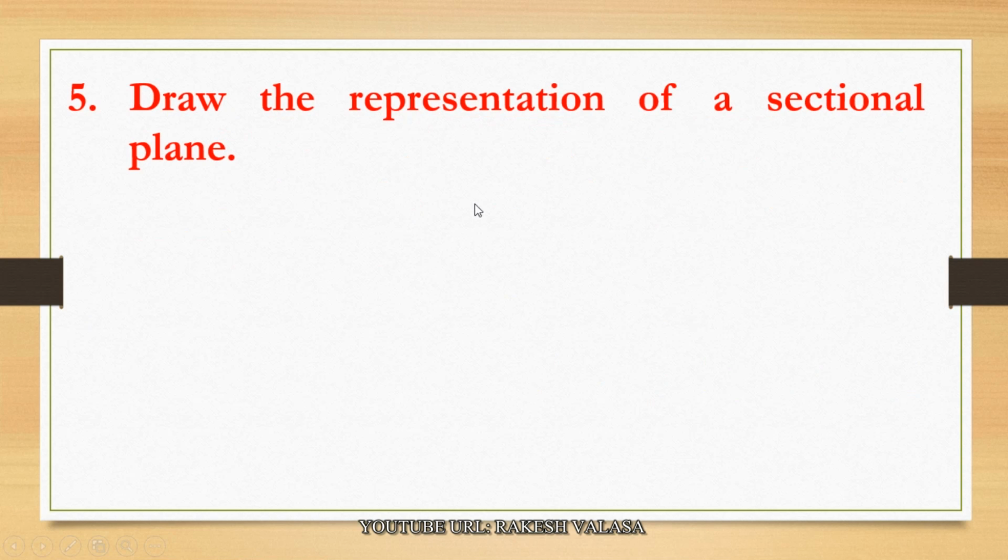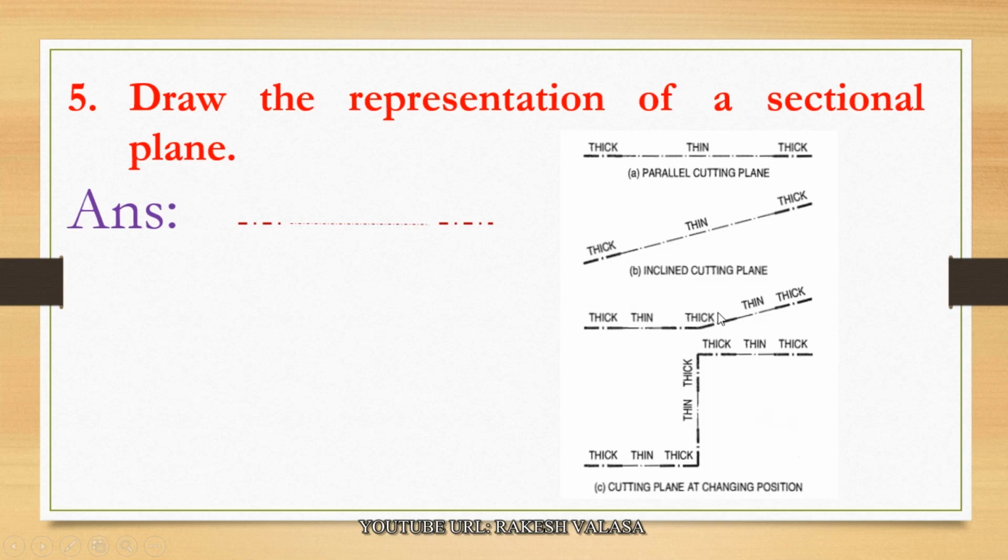Question number 5. Draw the representation of a sectional plane. The answer is thick, thin, and thick lines. You can see a few more images. The first one indicates the section plane. This is a parallel cutting plane. Outside the object, we represent it with thick lines. Inside the object, we represent it with thin lines. This is similar to an axis line. You can see the second one, a section plane inclined to the horizontal plane. You can see the third one, the fourth one.